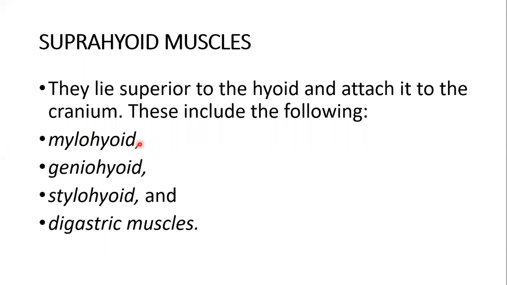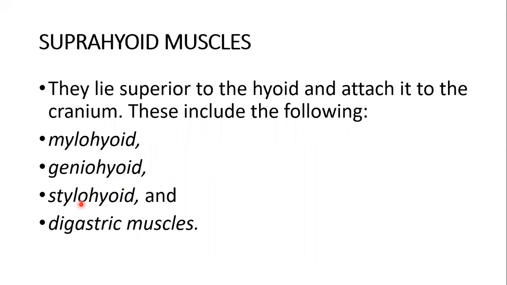And this is the geniohyoid. What is the nerve supply of that? Of course, that is the hypoglossal nerve, cranial nerve 12, that supplies the geniohyoid muscle, and the fibers are from cervical one, C1.